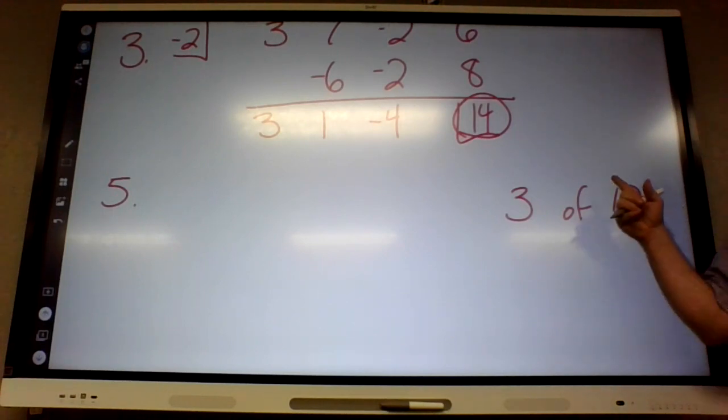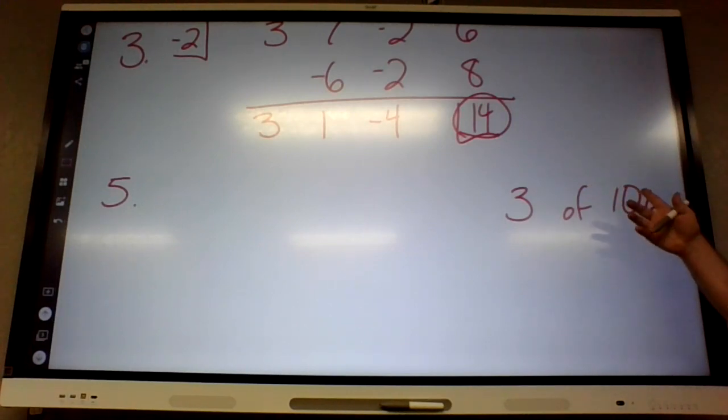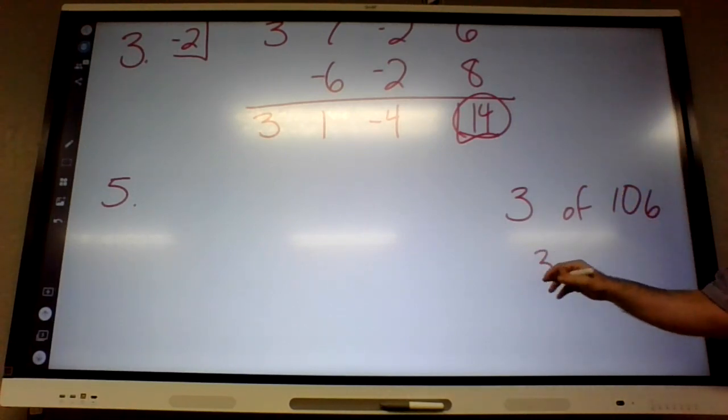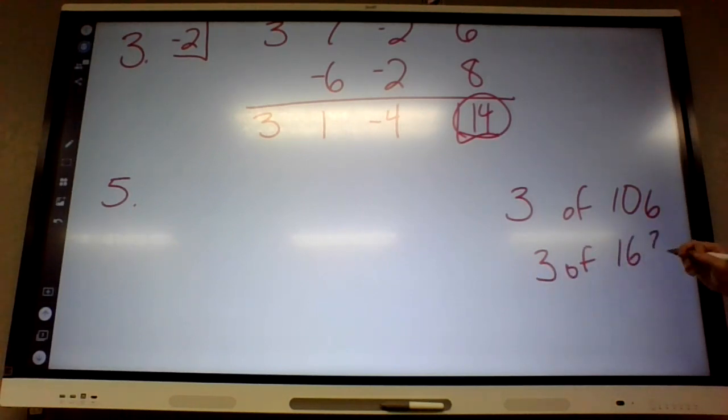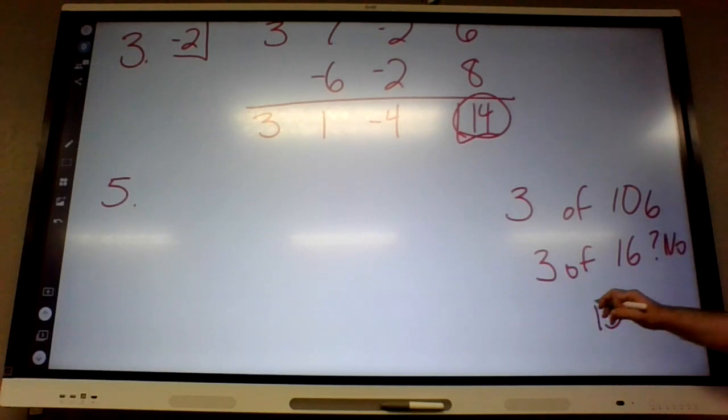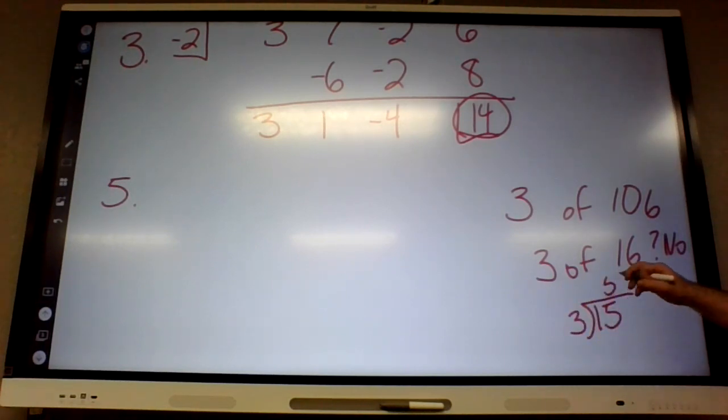So if you divide and then what? Okay, is 3 a factor of 16? Let me make it smaller. Is 3 a factor of 16? No, how'd you know? Because if you divide it, there's a remainder. It doesn't divide evenly. So 3 is not a factor of 16 because the remainder is 1. 3 is a factor of 15 because the remainder is 0. If it divides perfectly, yes, it's a factor. It's something that multiplies into it.